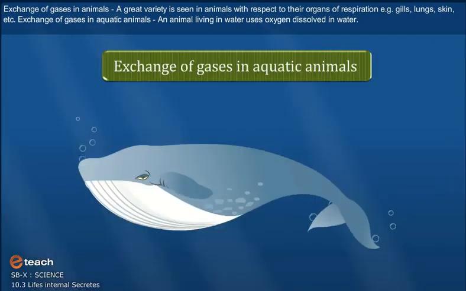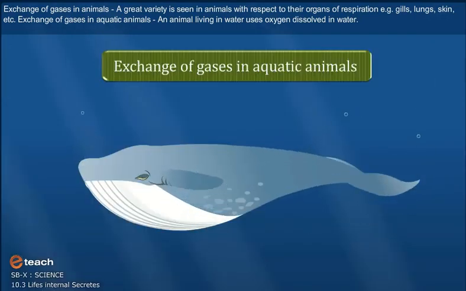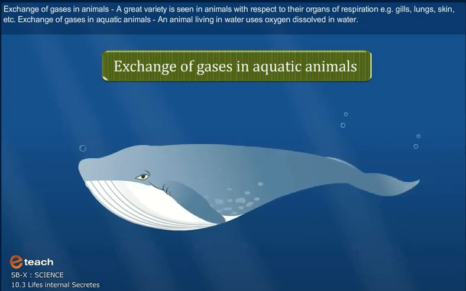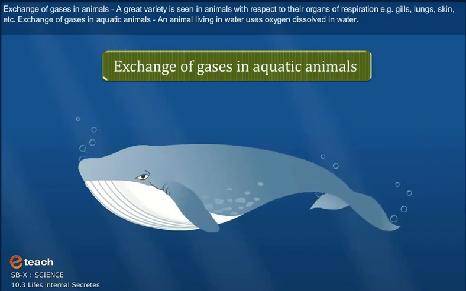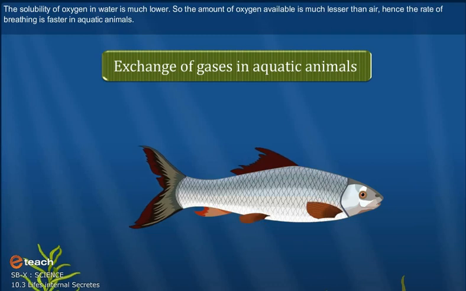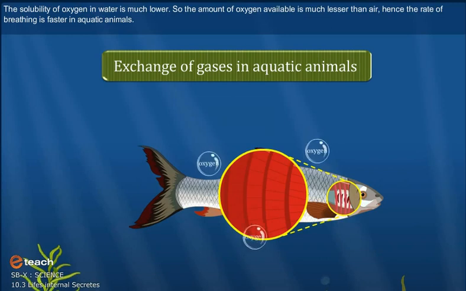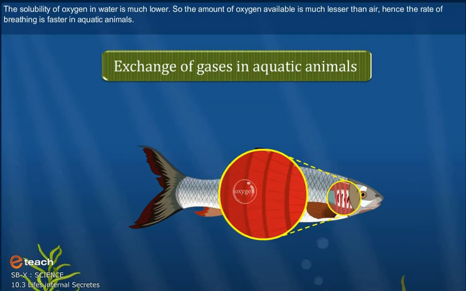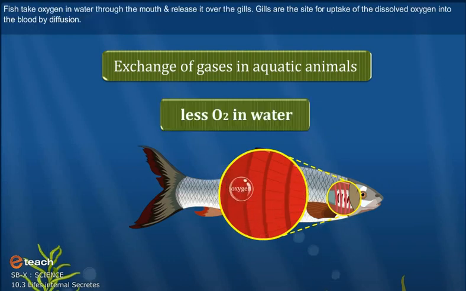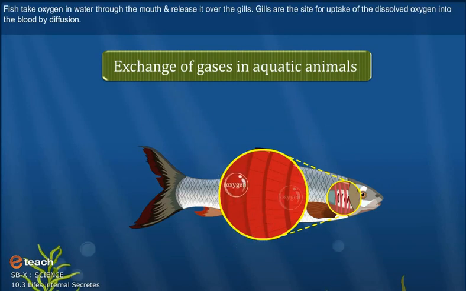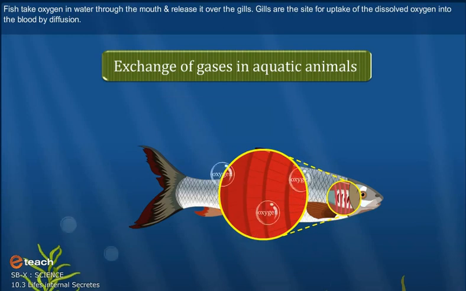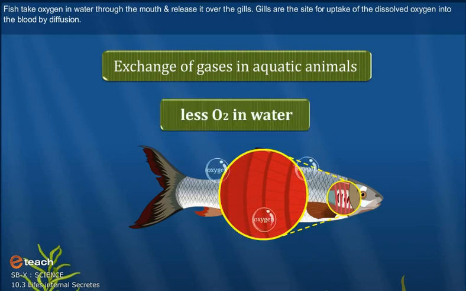Exchange of gases in aquatic animals. An animal living in water uses oxygen dissolved in water. The solubility of oxygen in water is much lower, so the amount of oxygen available is much lesser than in air. Hence, the rate of breathing is faster in aquatic animals. Fish take oxygen in water through the mouth and release it over the gills. Gills are the site for uptake of the dissolved oxygen into the blood by diffusion.